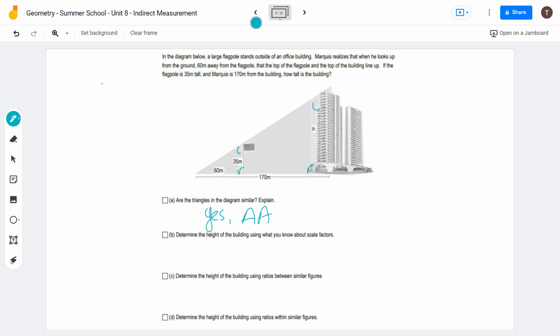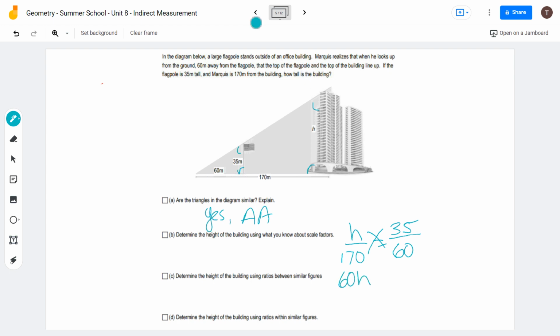So I want to know the height of the building. That's h in this case. I know the ground distance of the shadow is 170 meters. I know that the flagpole is 35 meters tall, and the shadow of that is 60 meters. So I can cross multiply.